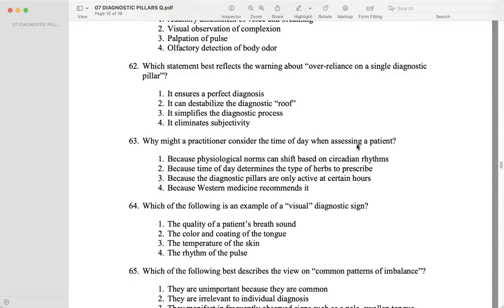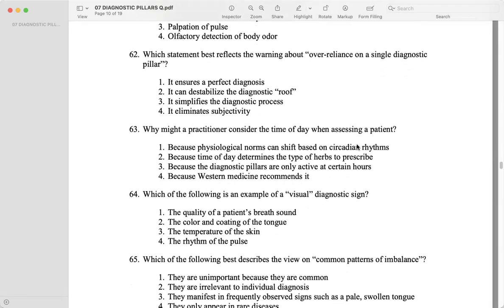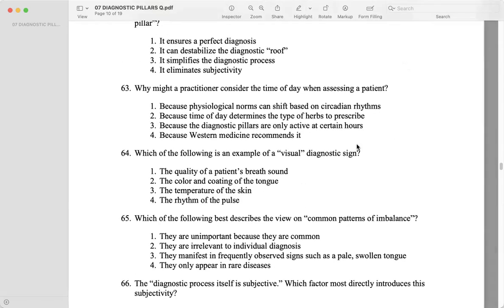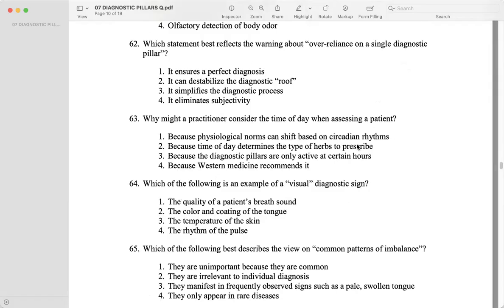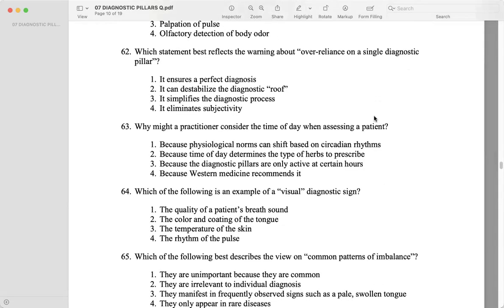Which statement best reflects the warning about over-reliance on a single diagnostic pillar? It can destabilize the diagnostic roof. Why? Because your mind is too close, no? So for example, if you see a swollen tongue, do not focus only on Qi deficiency, di ba? Yes.